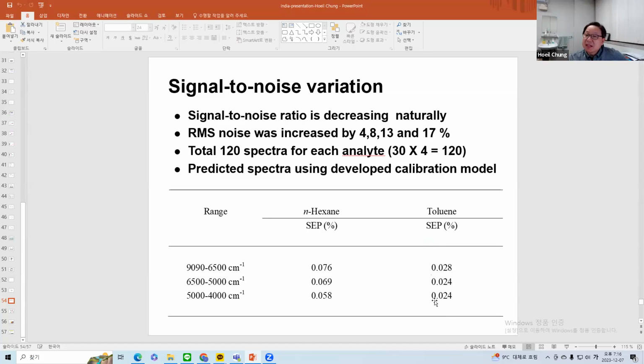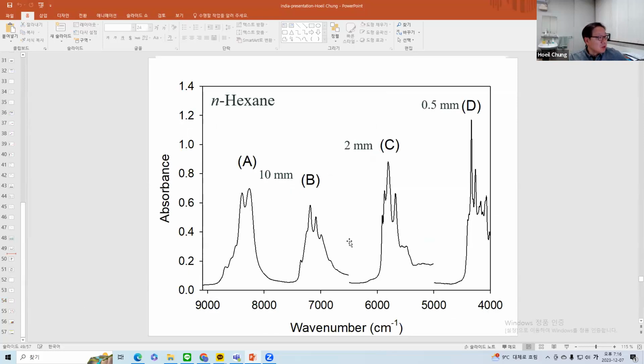So there is one thing I want to focus on again. You have to choose the proper range, depending on your application. So you can use this range, or this range, or this range.